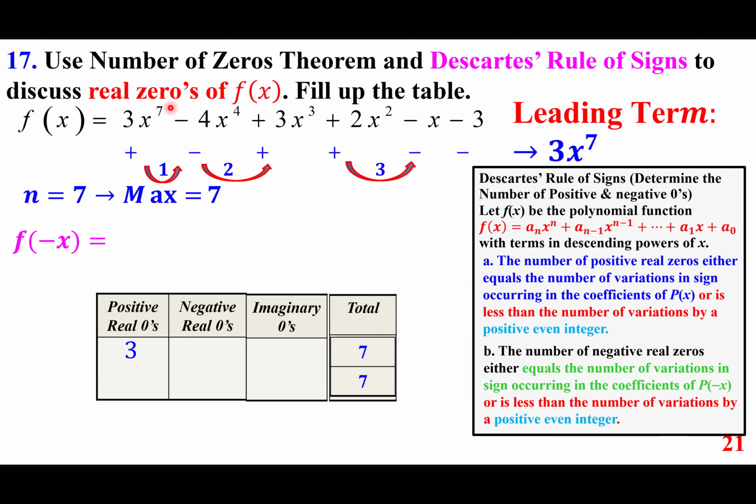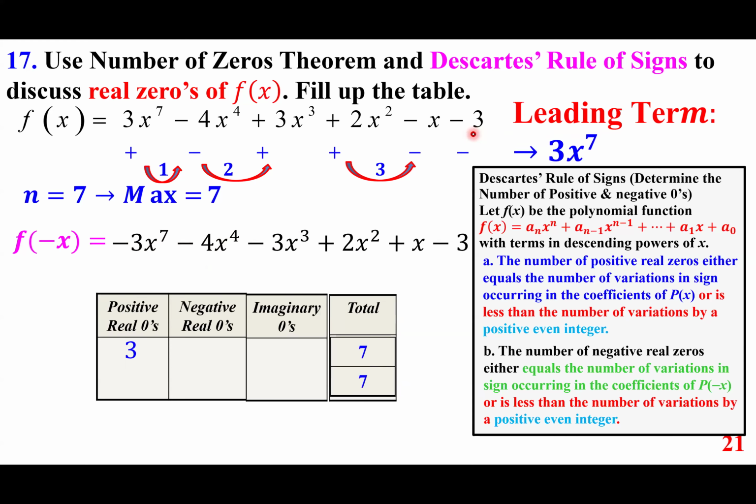Anywhere that you see an odd exponent, it changes. So this becomes negative 3x to the power of 7. This has an even exponent, doesn't change, minus 4x to the power of 4. This becomes minus 3x cubed. This doesn't change, plus 2x squared. This changes to plus x. This doesn't change.